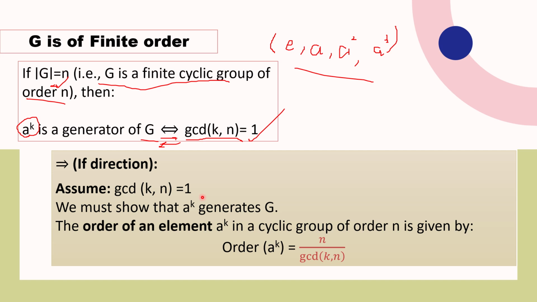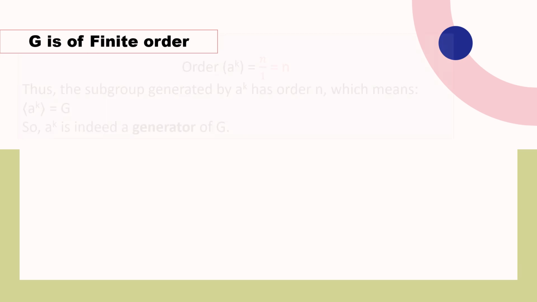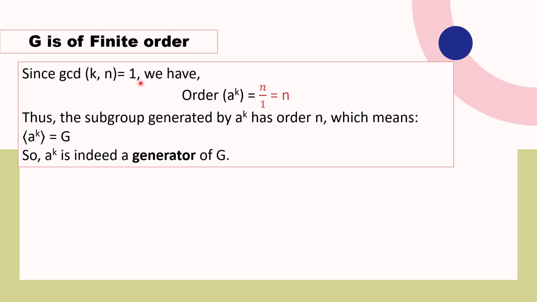Now we have already taken that GCD(k, n) is equal to 1. We assumed that. So in place of GCD(k, n) we can write 1. Since GCD(k, n) is equal to 1, we have order of a raised to k equal to n divided by 1, which is equal to n. So what did we get? We got that order of a raised to k is equal to n. What is n? Order of the group. So order of a raised to k is equal to order of the group.